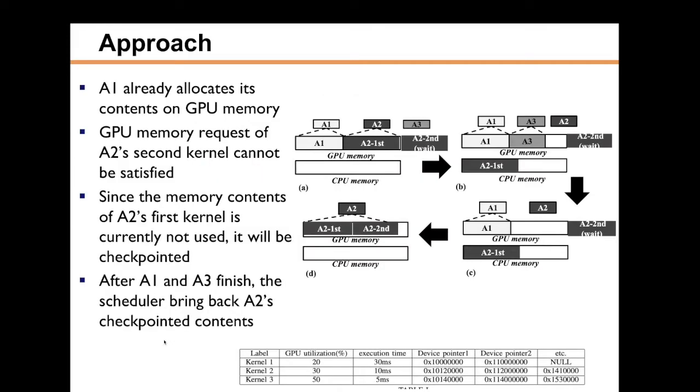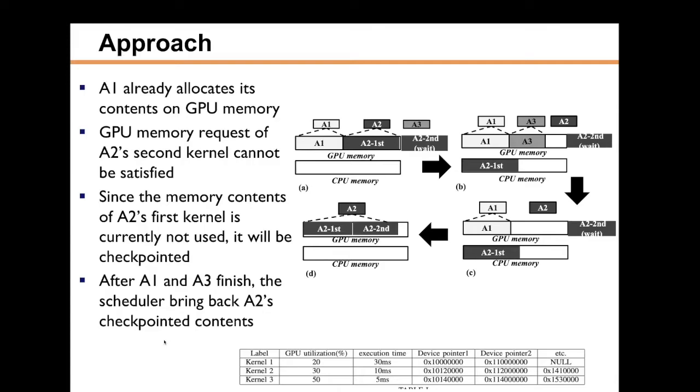So this is an example of how our proposed approach can solve the GPU memory oversubscription problem. Let me use the previous example. Suppose A1 and A2 are using the GPU memory at the same time. The GPU memory request of A2's second kernel cannot be satisfied, as we can see from figure A.